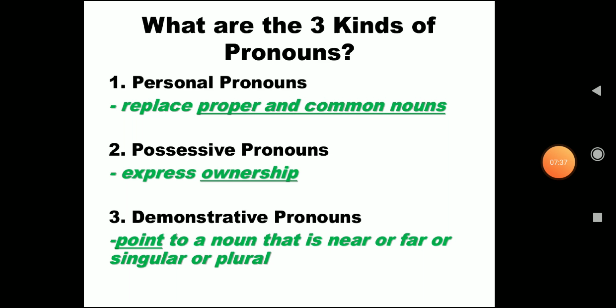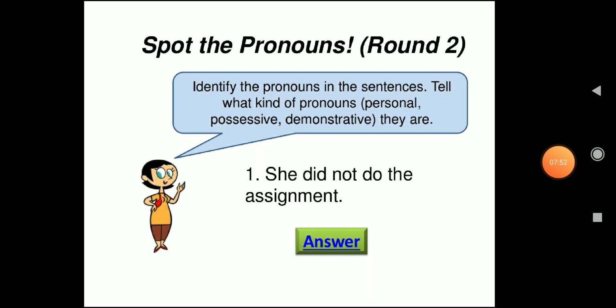First one is personal pronouns. They replace proper and common nouns. Possessive pronouns express ownership. And third one is demonstrative pronouns. They point to a noun that is near or far or singular or plural. Okay. So this is round 2.